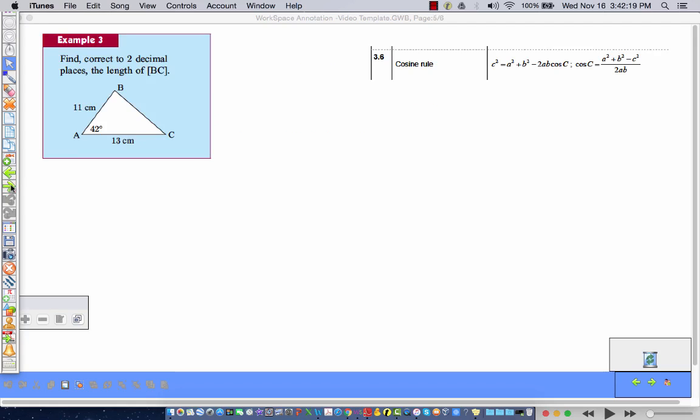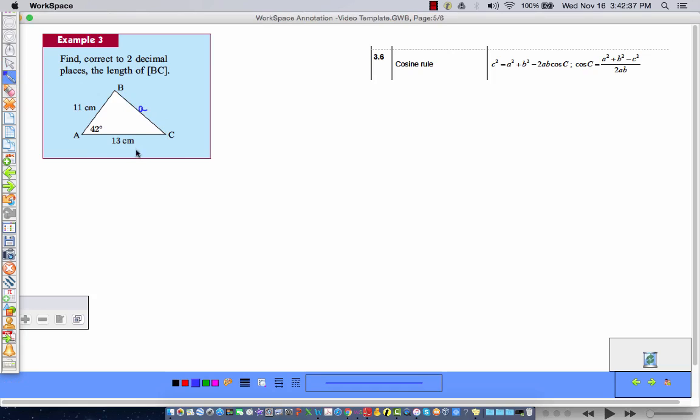Okay, let's get to it. This is very straightforward. Find correct to 2 decimal places the length of BC. This is what many of my former students, certainly not you, would call plug and chug. We're looking for side BC, which is actually little a in this triangle relationship.